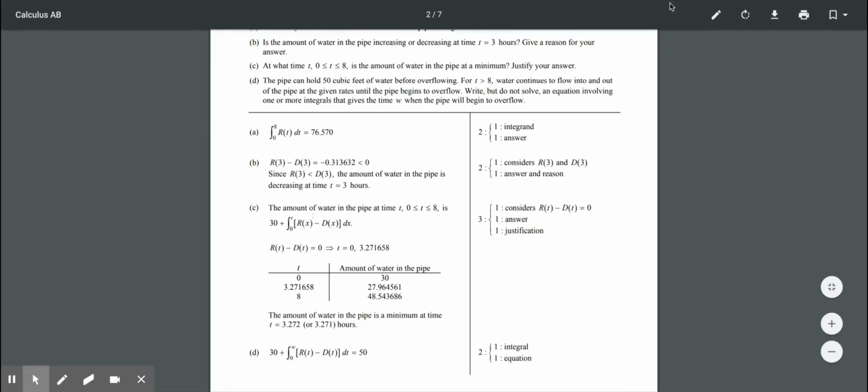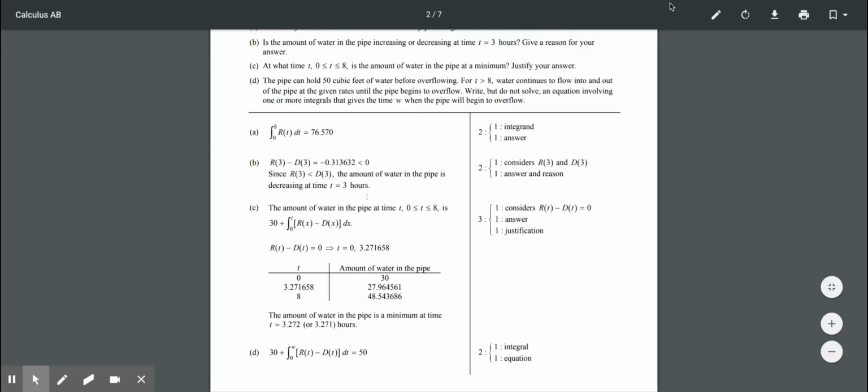So how much water is in the pipe? Well, I want to take the integral of that rate from 0 to some time value. So this is my accumulation function. If you replace t with any value from 0 to 8, it would tell you exactly how many cubic feet of water are in the pipe at any point in time from 0 to 8.